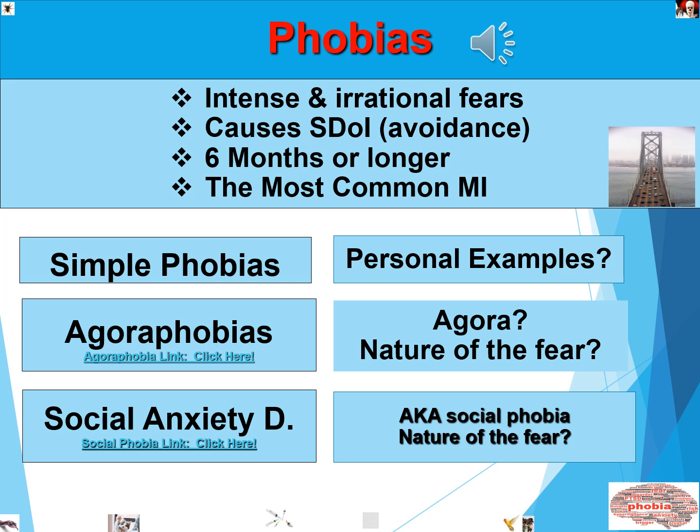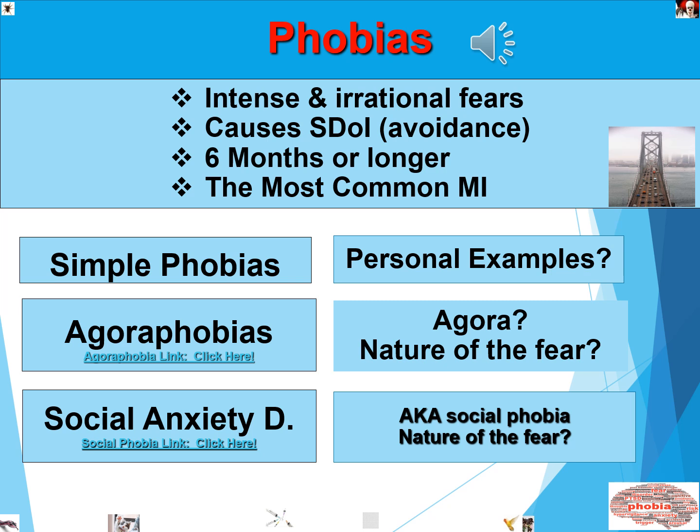So now let's consider the phobias. To be a phobia, it's got to be intense, and it must be irrational. If it's not intense, it's not a phobia. If it's not irrational, it's not a phobia. It can be of an object or a particular type of situation. They will cause significant stress or impairment, often in terms of avoidance. The symptoms must be present 6 months or longer, and it's often regarded as the most common mental illness.